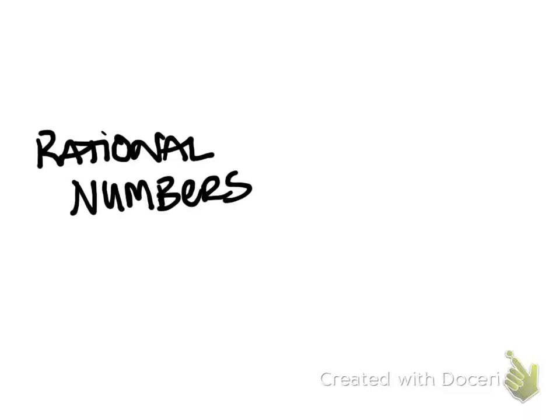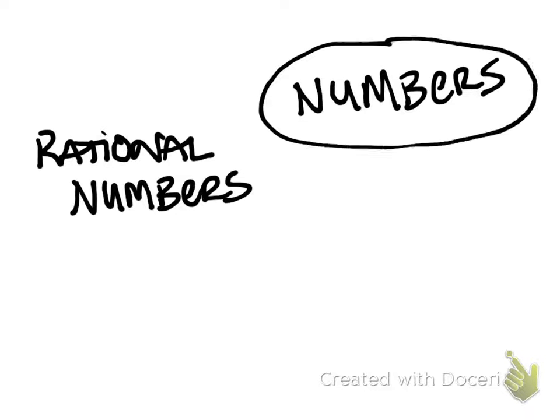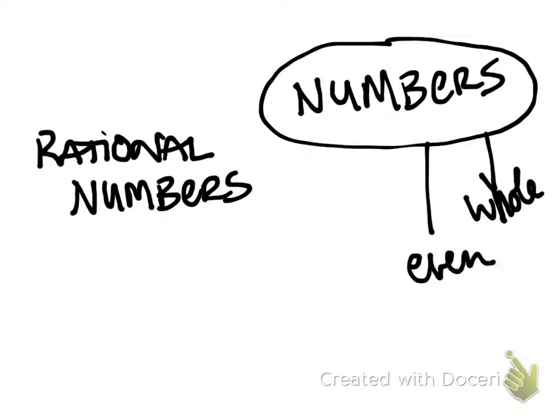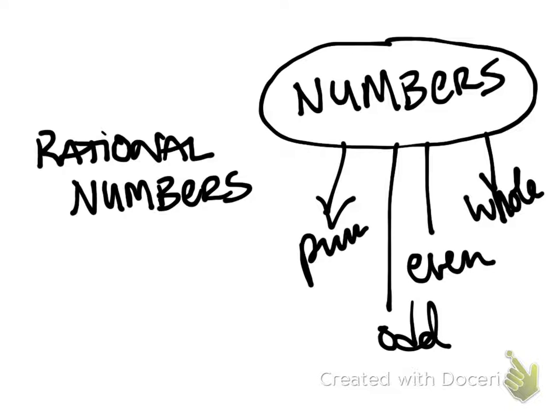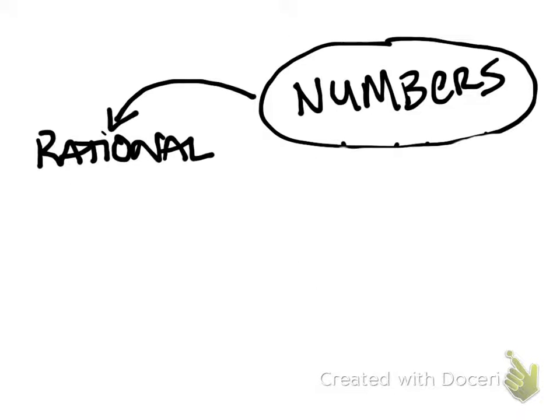Alright, you probably know that in the family of numbers, all these different things that we call numbers, there are all different kinds of numbers. There are whole numbers, even numbers, odd numbers, prime numbers. There's all kinds of different types of numbers. One type of number is what we call a rational number. So what we're going to try to figure out today is, what is a rational number? What makes a rational number rational, and what kind of numbers are rational?